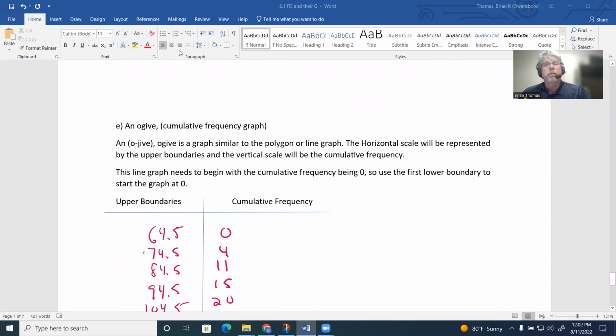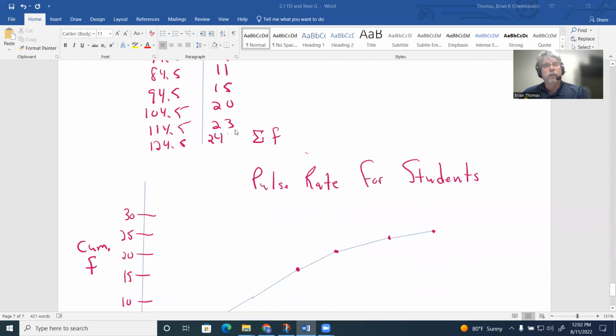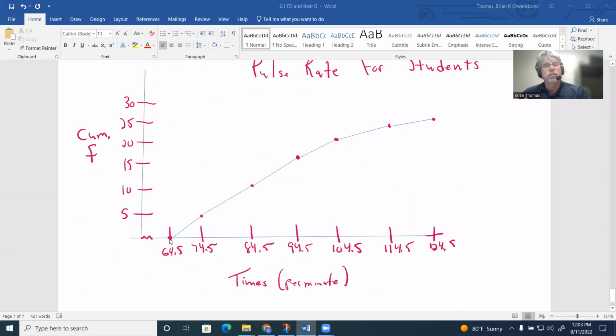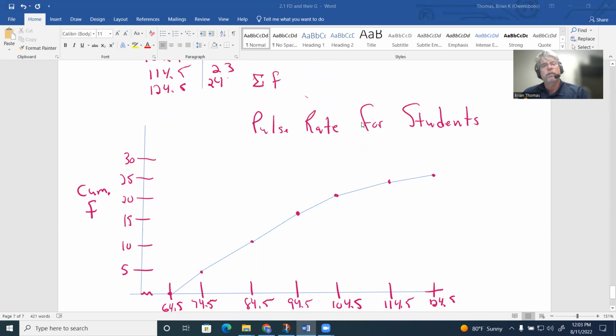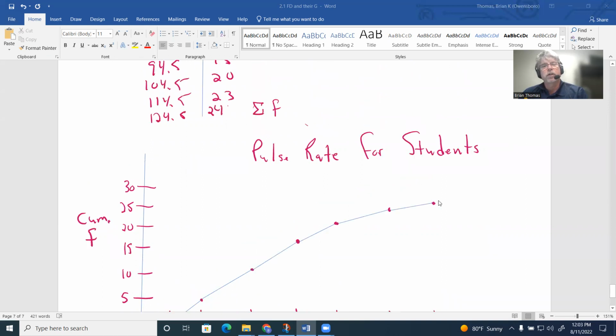So that concludes my lesson on the ogive, which is kind of what we call a cumulative frequency graph. Again, the vertical scale is the cumulative frequency, and the horizontal scale is the upper boundaries. But remember, it has to start at 0, so we have to make the 64.5 come into play, that one lower limit. So notice how in the graph it does start at 0, but also it finishes at the sum of all values, which is the 24. That 24 is going to be our magic number on the ascent here.